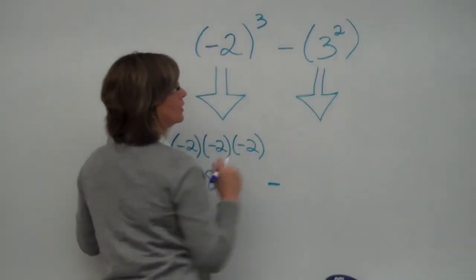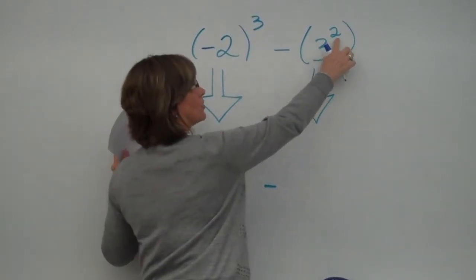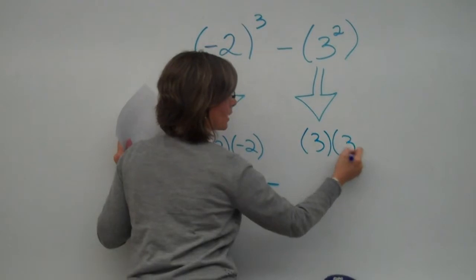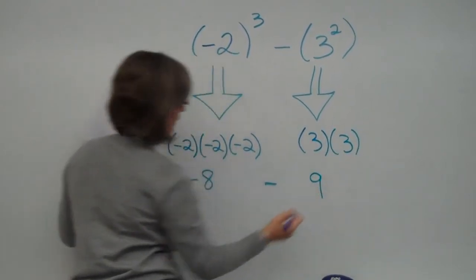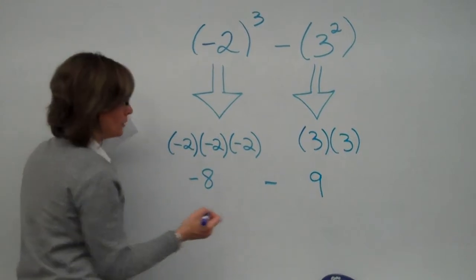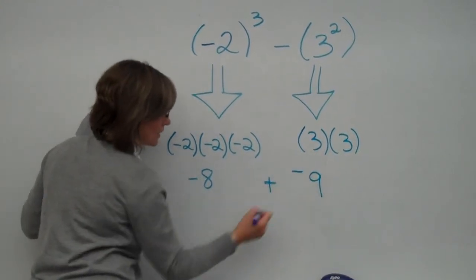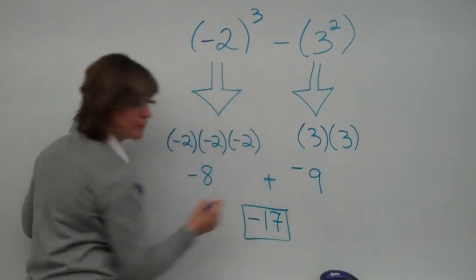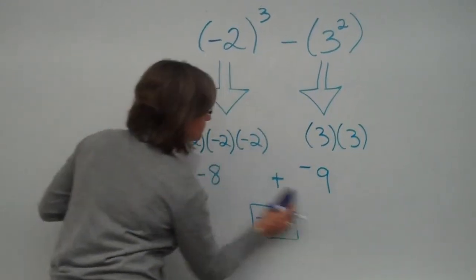And then over here, what does the 2 belong to? It belongs to 3. 3 times 3 gives me 9. I now have negative 8 minus 9. Oh, an integer problem. Add the opposite, and I get negative 17. We'll try one more.